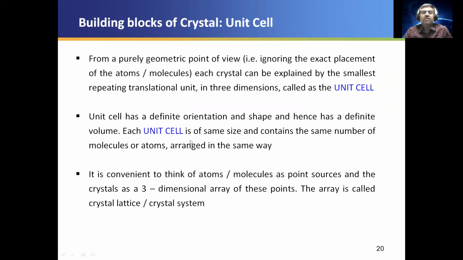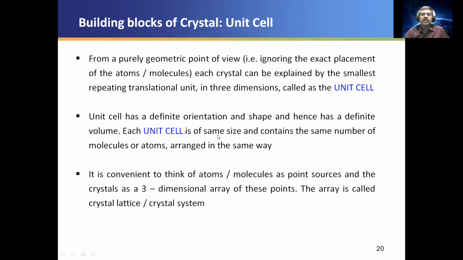The building blocks of a crystal are also called a unit cell. From a purely geometric point of view, that is ignoring the exact placement of the atoms or the molecules, each crystal can be explained by the smallest repeating translational unit in three-dimensional space called the unit cell. A unit cell has a definite orientation, space and shape, and hence has a definite volume.